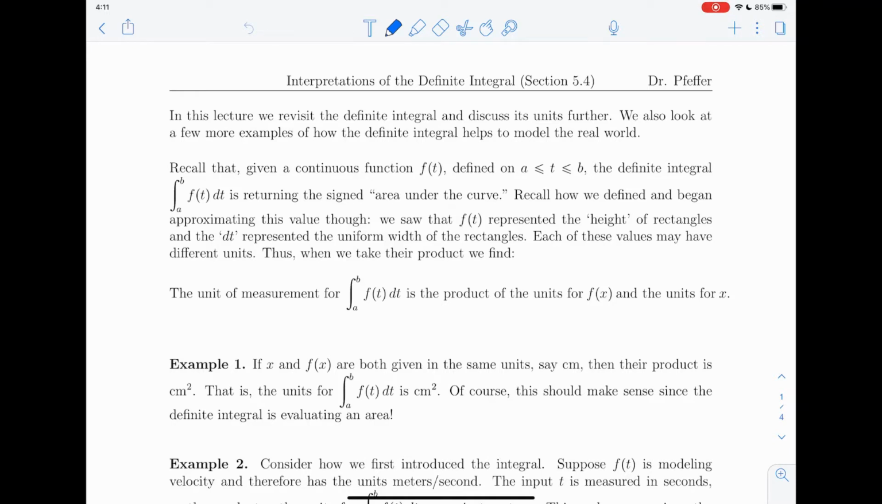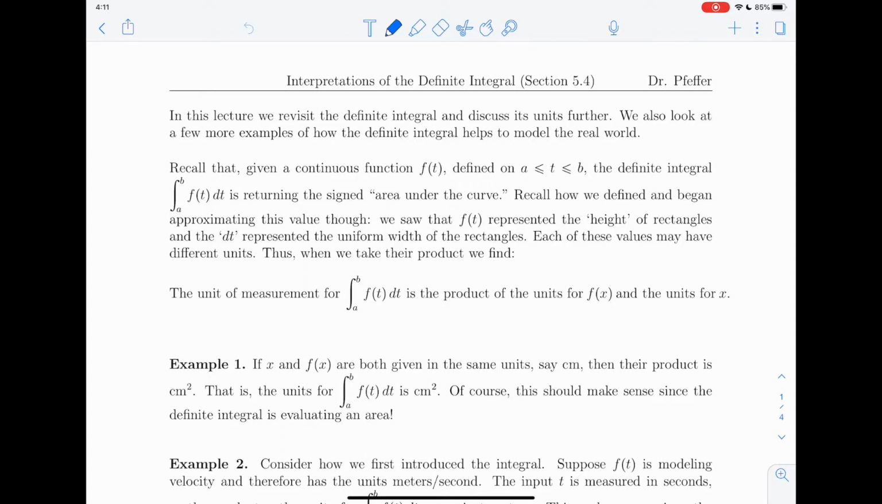In this lecture we bounce back into chapter 5 where we're going to revisit the definite integral and try to investigate its units in a little bit more depth. This will be useful as far as trying to relate the definite integral to some real-world models and things like that.